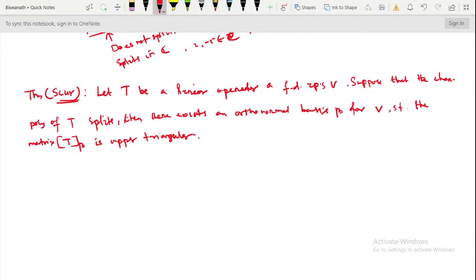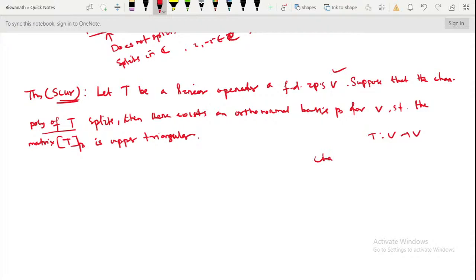So what is Schur's theorem? Let T be a linear operator on a finite dimensional inner product space V. That means T is a mapping from V to V, and V is a finite dimensional inner product space. Suppose that the characteristic polynomial of T splits.